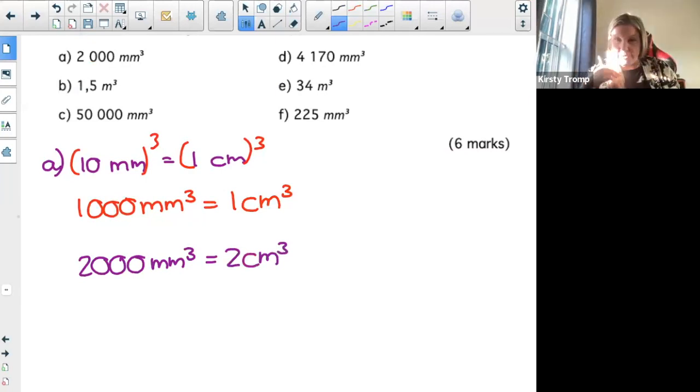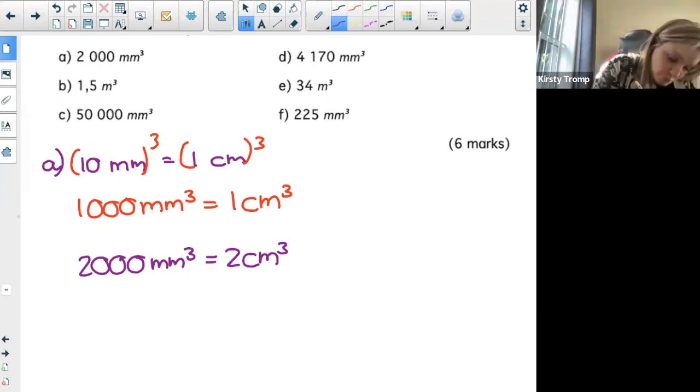Okay, that's the first one. Remember, whatever we do to the one side, we must always do to the other side. So what did we do? We cubed the millimeters on the one side, and we cubed the centimeters on the other side. 10 to the power of 3 gives you 1,000 millimeters cubed, and 1 to the power of 3 gives you 1 centimeter cubed.